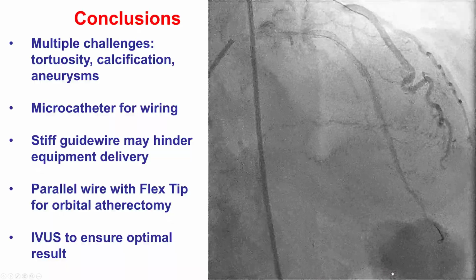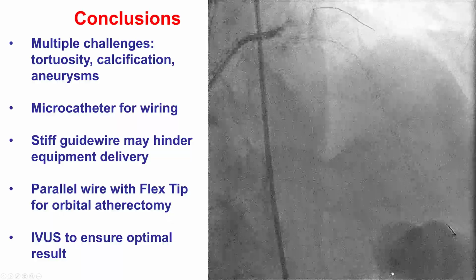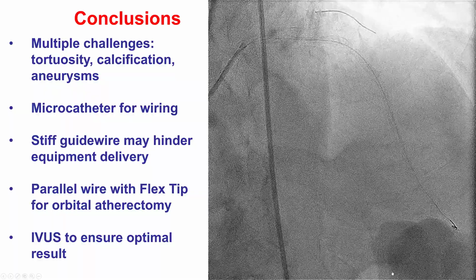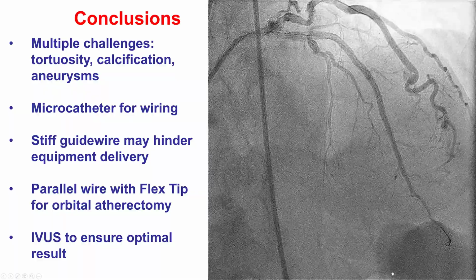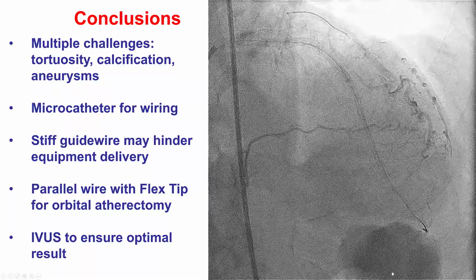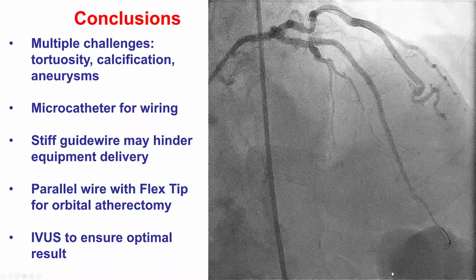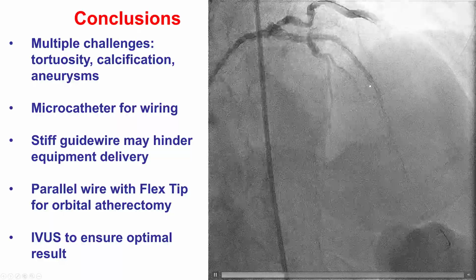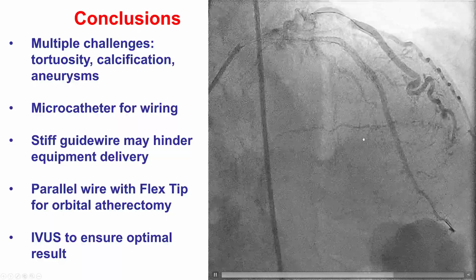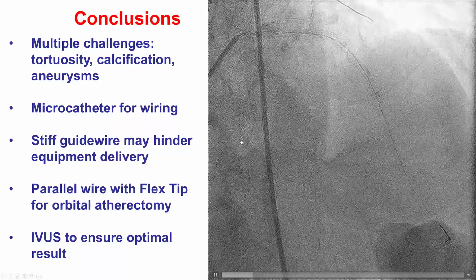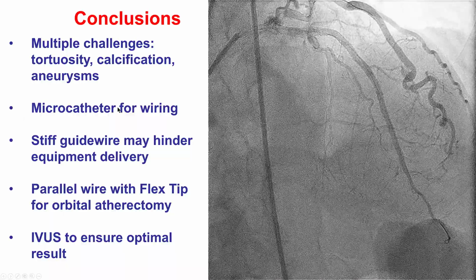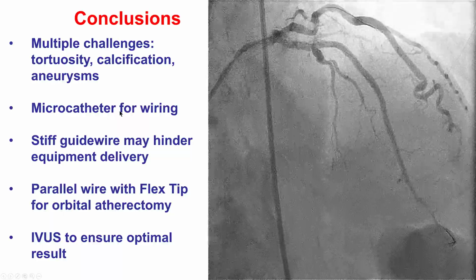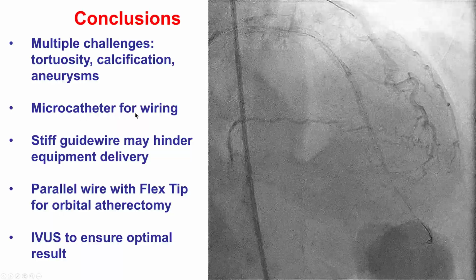Multiple lessons from this case. The first one is that in heavily calcified and tortuous vessels, one can have several challenges, including wiring, as well as preparing the lesion, as well as delivering stents and ensuring stent expansion. We did have a lot of difficulty wiring through the mid LAD with this eccentric and aneurysmal lesion using a microcatheter, and a soft Suoh 3 guidewire was critical for successfully wiring through the lesion.